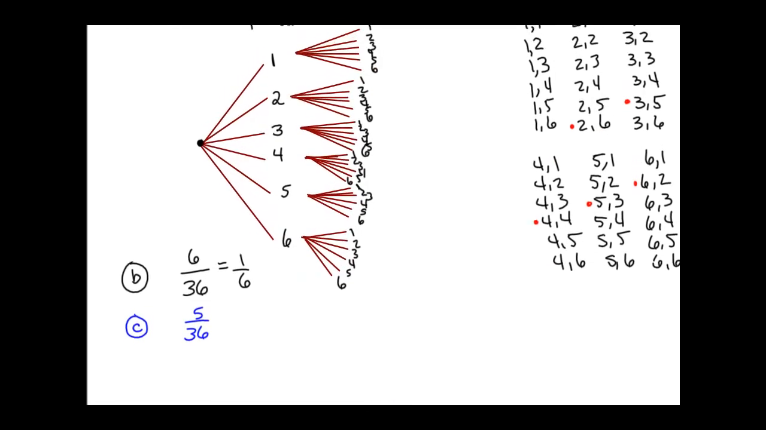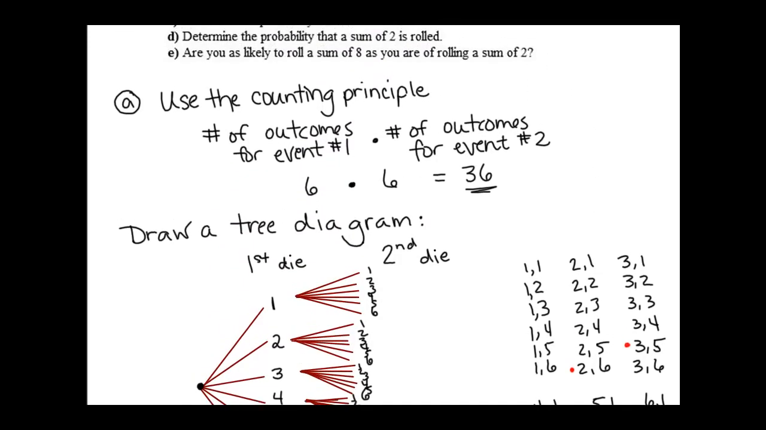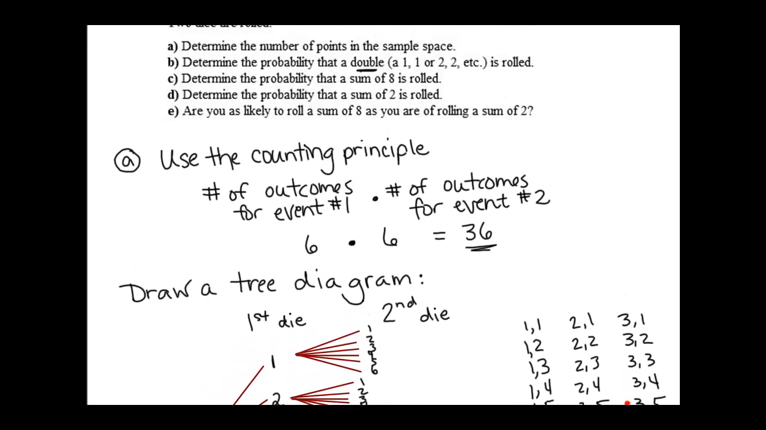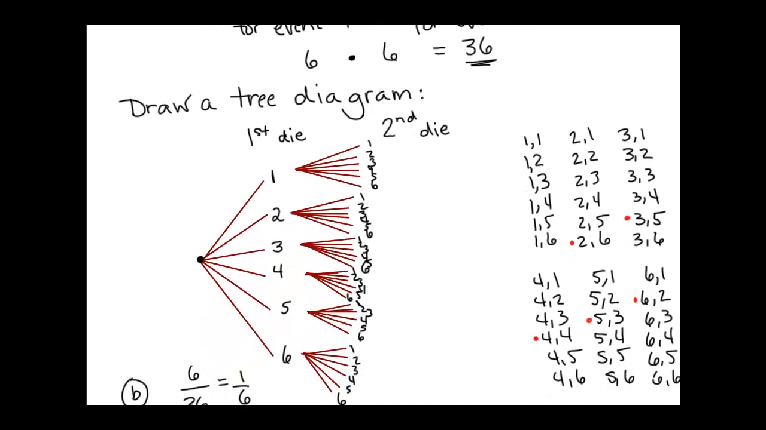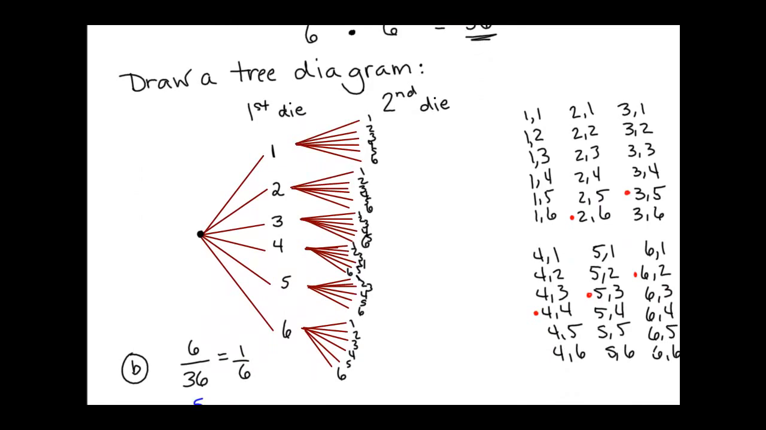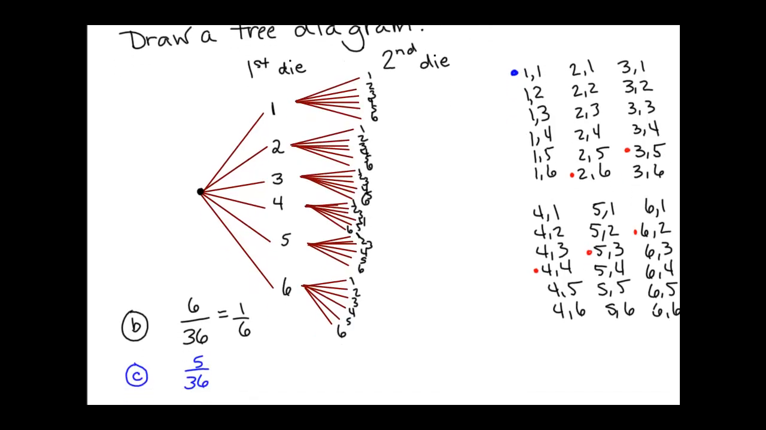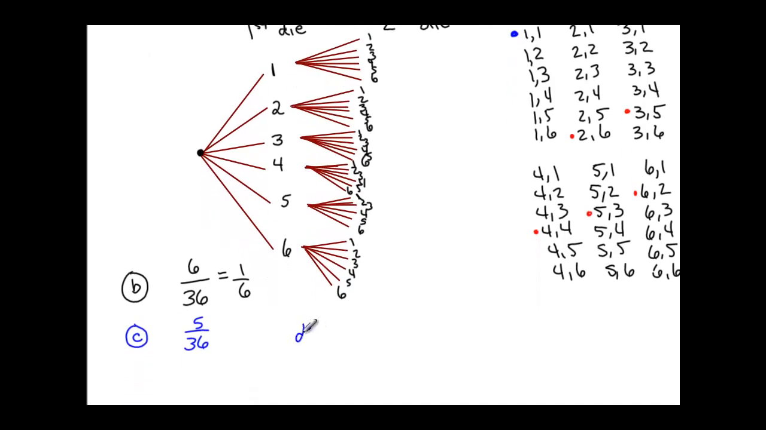Okay, next part of the question, still using our tree diagram. We've gotten all of those. Determine the probability that a sum of 2 is rolled. Okay, so I think the only possibility of that happening would be if we had one die with a 1 and the other one with a 1. So part D there, the probability that a sum of 2 is rolled would only be 1 out of 36.